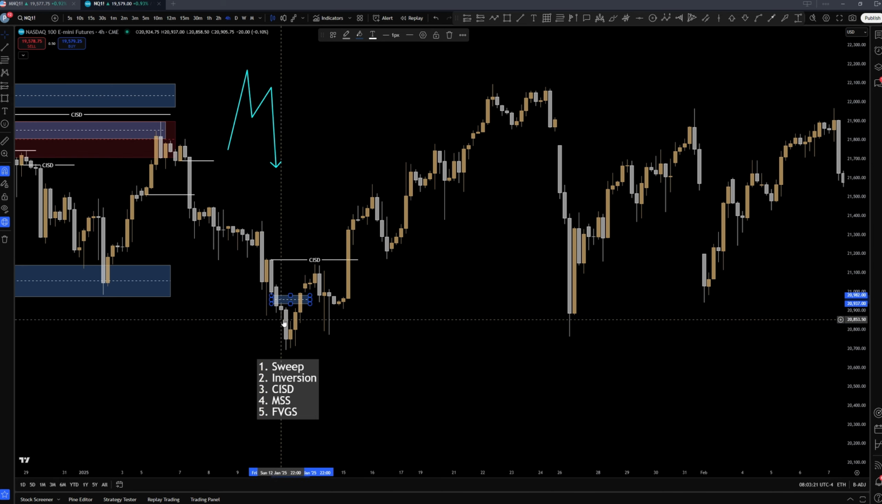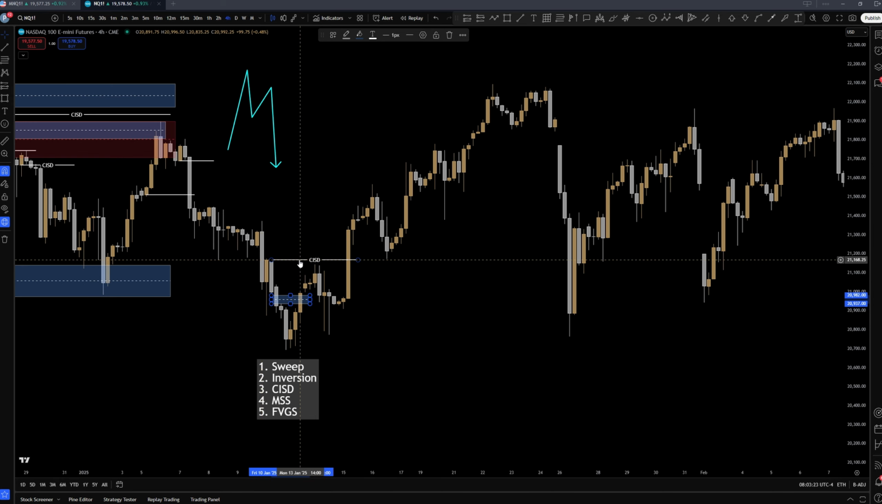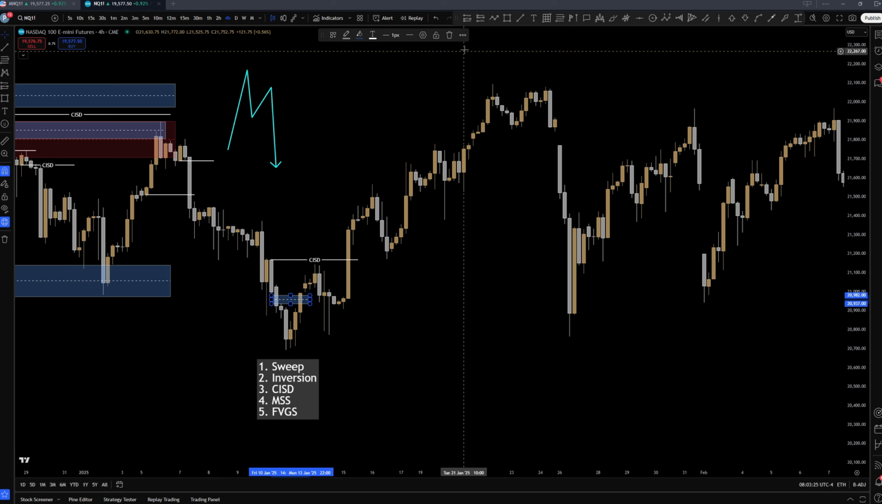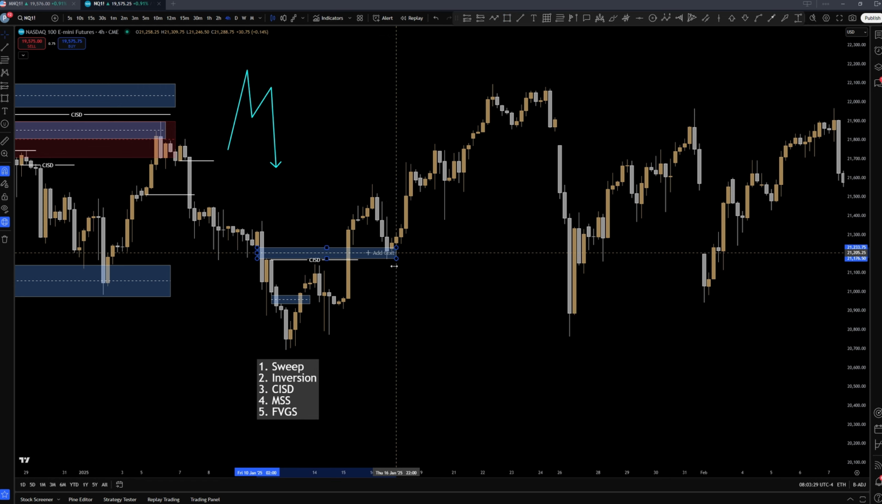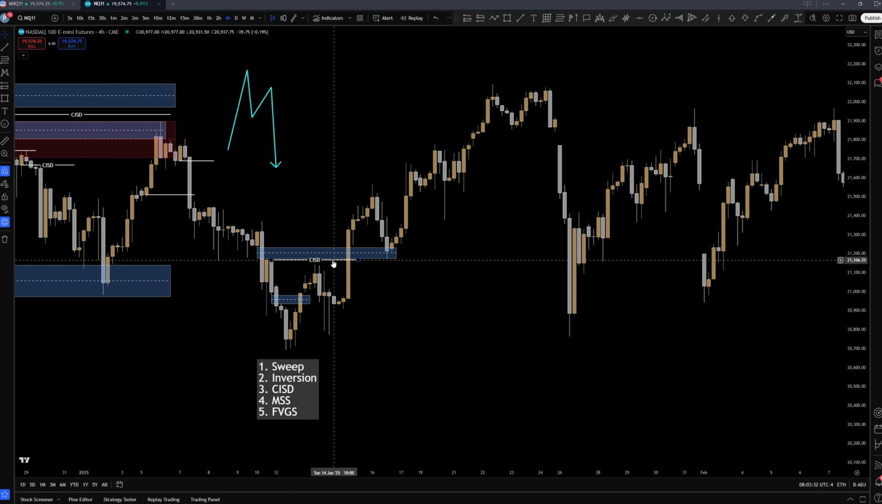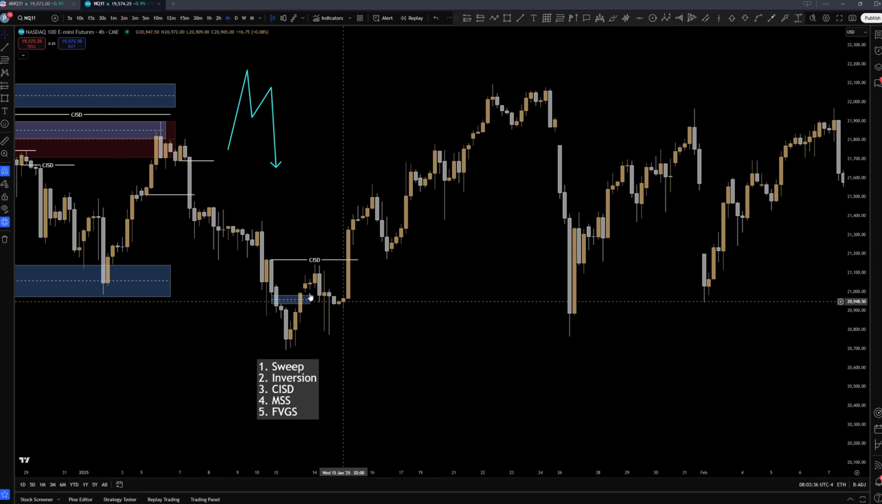So we get inversions. The inversions usually happen before this change in the state of delivery, but they also happen in here after. And in fact, looking at that, it's quite a nice entry level there, isn't it? Look, it bounced right from there and the order block threshold there. So, yeah, nice.